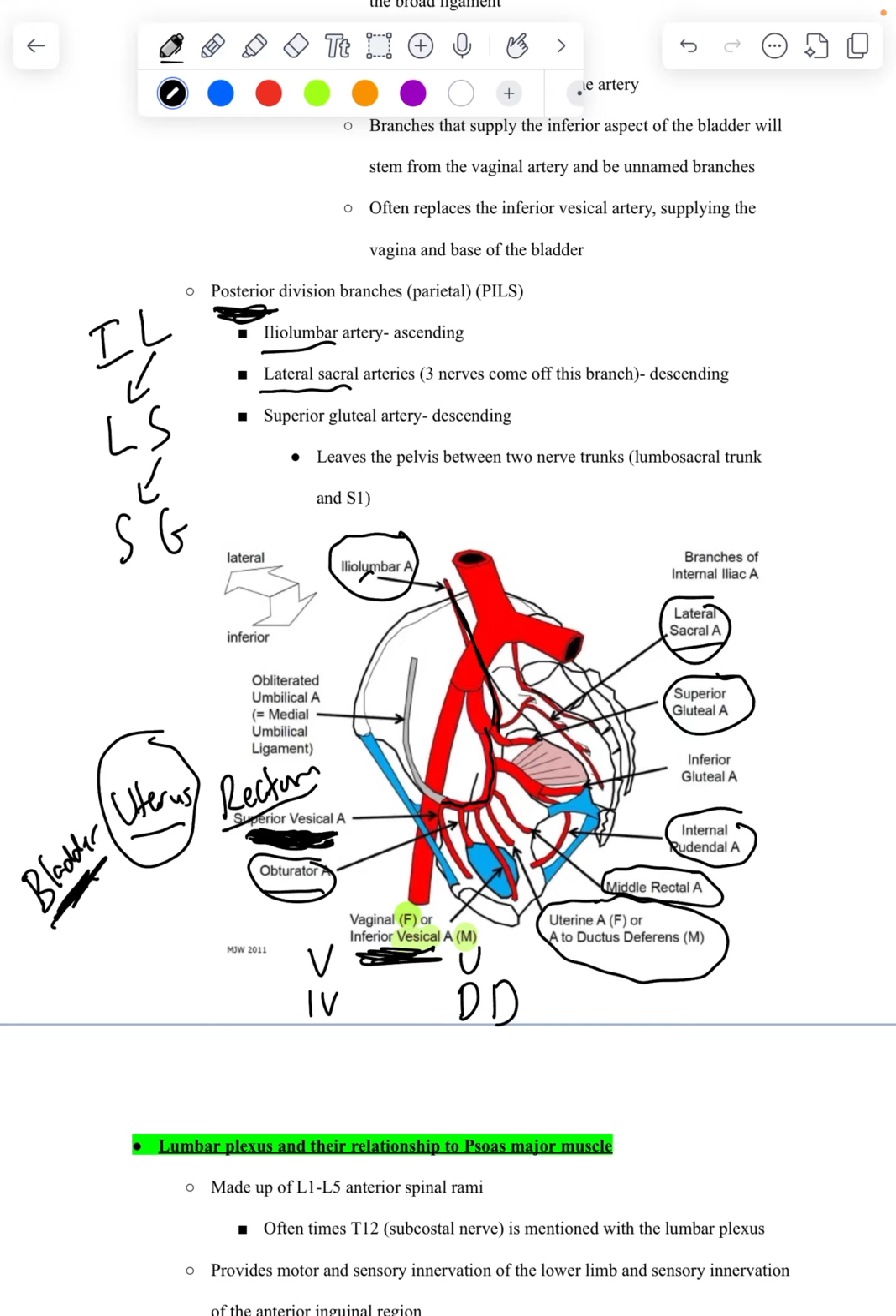So if we're looking at males, just males, it'll be superior vesicle, then inferior vesicle. Then we don't have a uterus, so it'll be the ductus deferens, and then it will be the middle rectal.